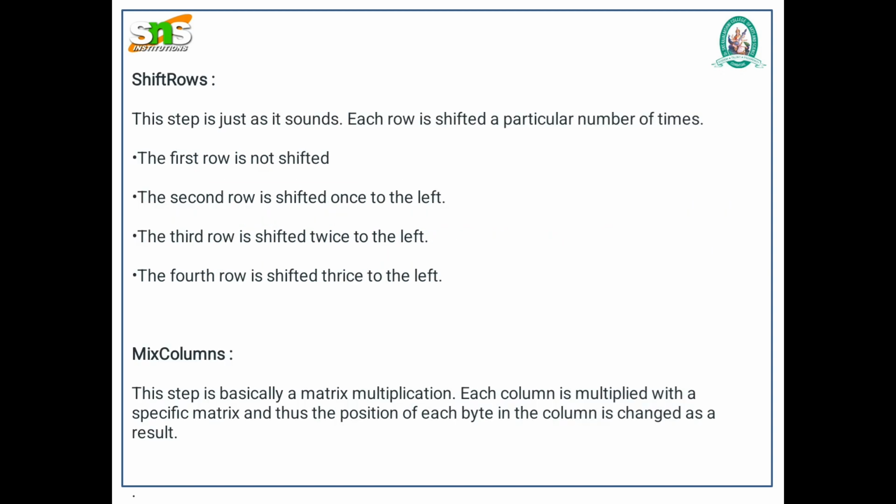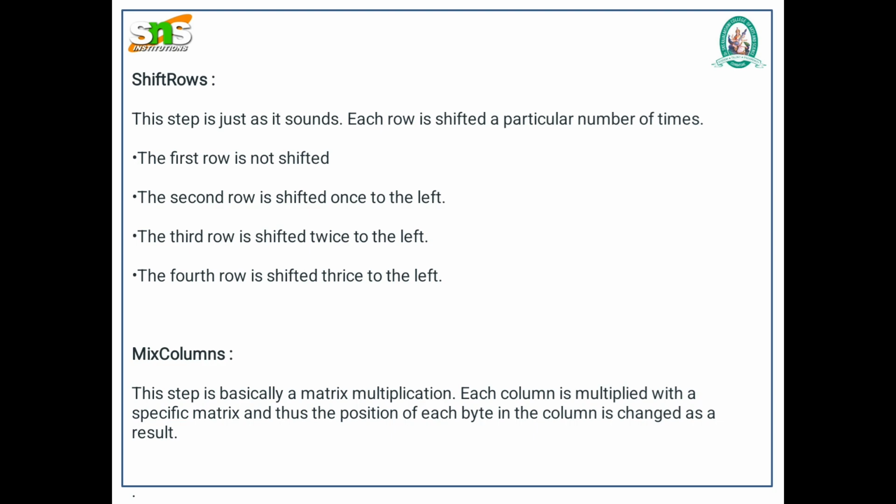Shift rows: this step is just as it sounds. Each row is shifted a particular number of times. The first row is not shifted, the second row is shifted once to the left, the third row is shifted twice to the left, the fourth row is shifted thrice to the left.